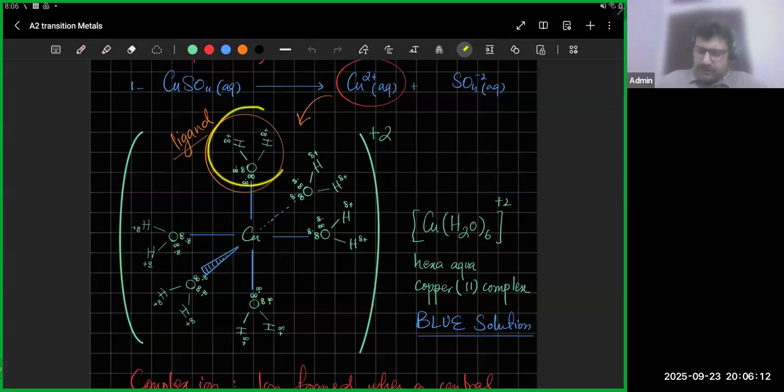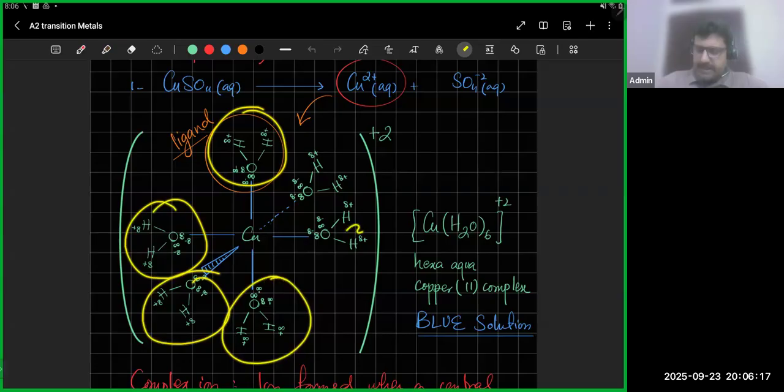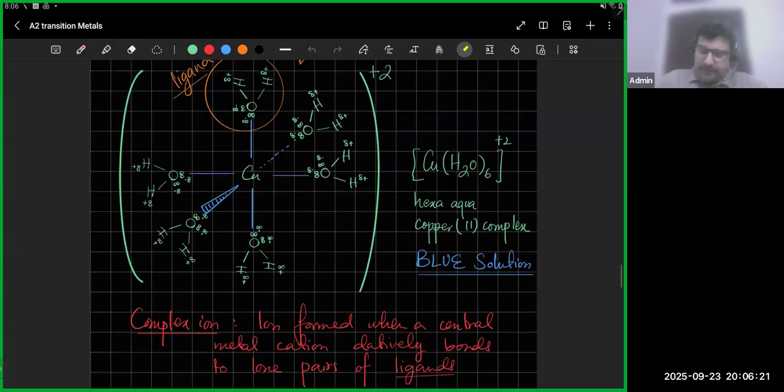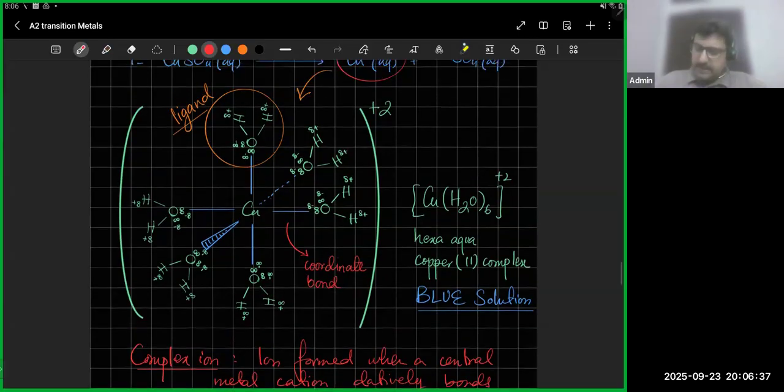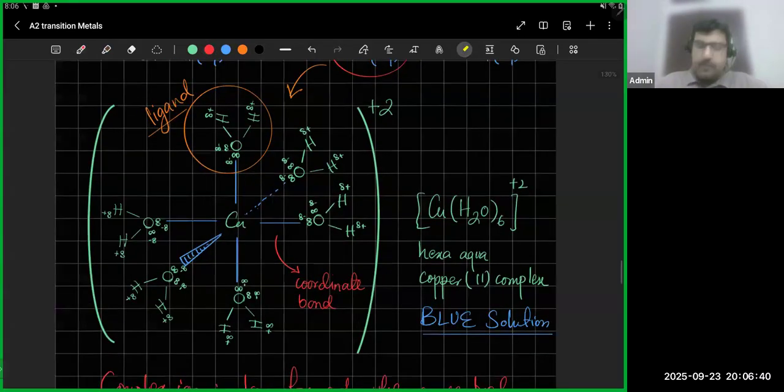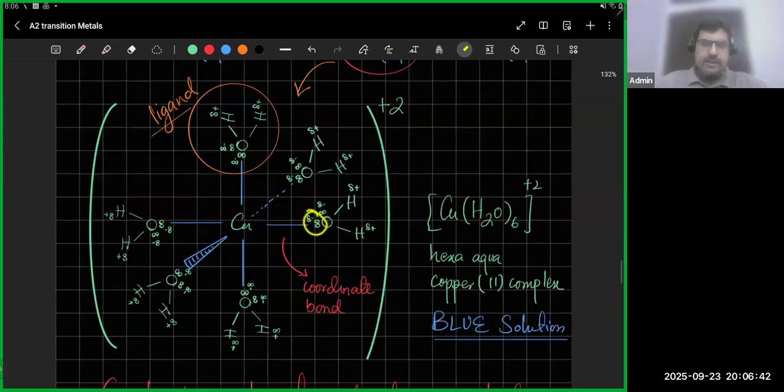So all these water molecules are going to come in and stick to the copper ions in the middle, and they're going to form a dative bond. You can remember this bond over here. This bond is a coordinate dative bond, because the lone pairs are coming from water. The copper ions are not really contributing anything to it.